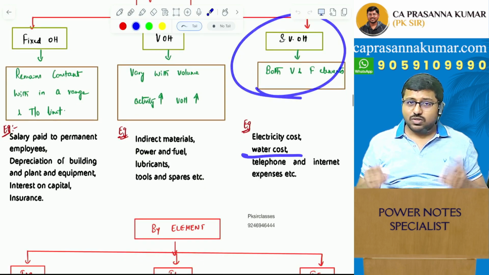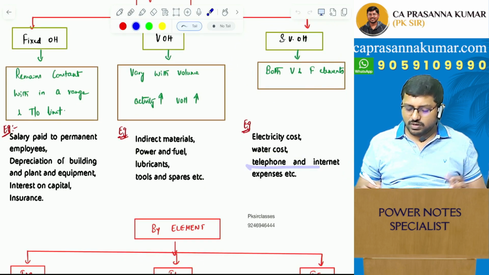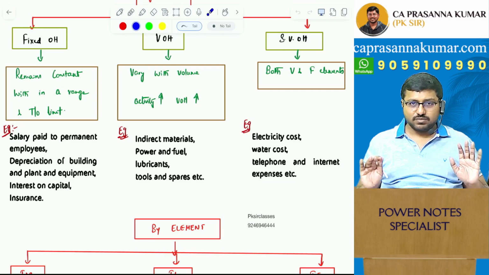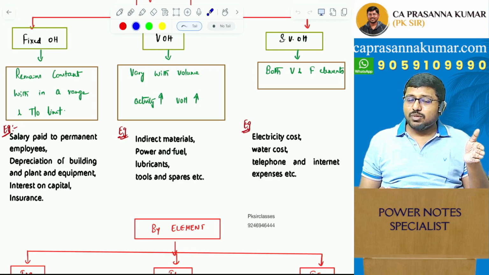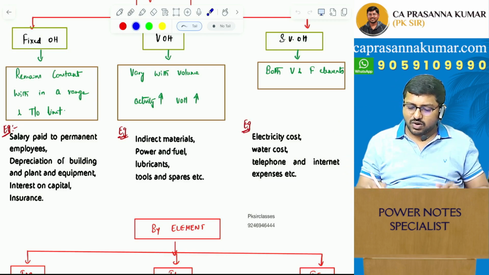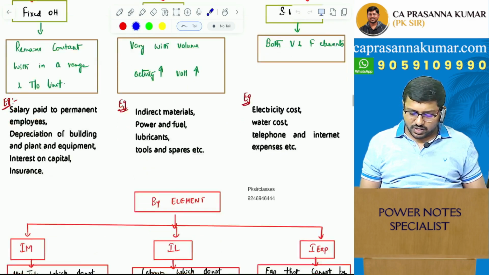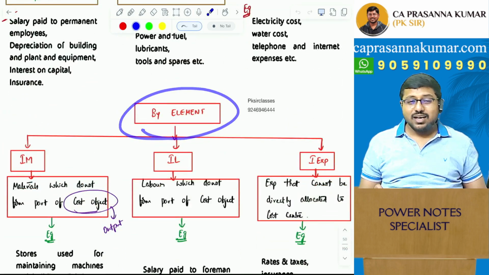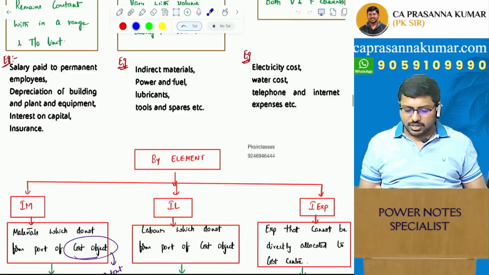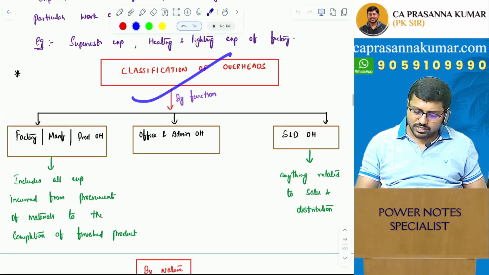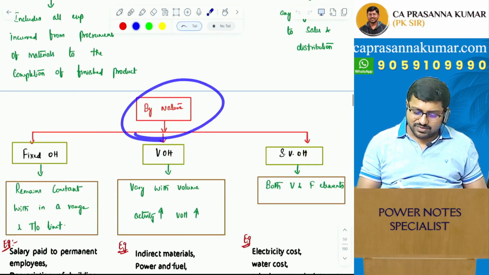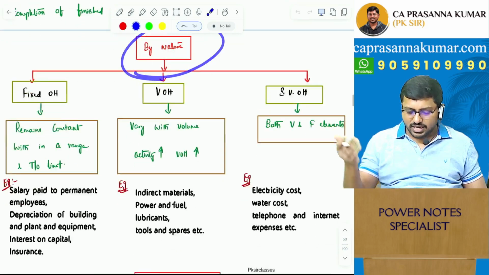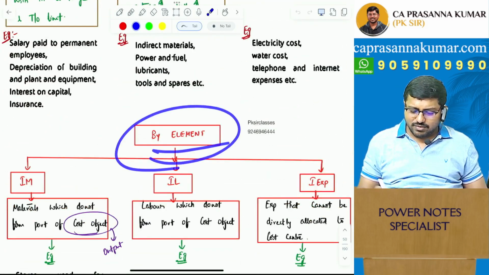Then water cost also, the billing will be like that, telephone billing also will be like that, internet billing also will be like that. Okay, where it is neither variable nor it is fixed, that's where we call it as semi-variable. Moving on. Next we have classification of overheads based on element. Already we have seen classification of overheads based on function. Then we have seen nature, the nature in which they behave. Then we are seeing elements. Elements means very simple, Nana.